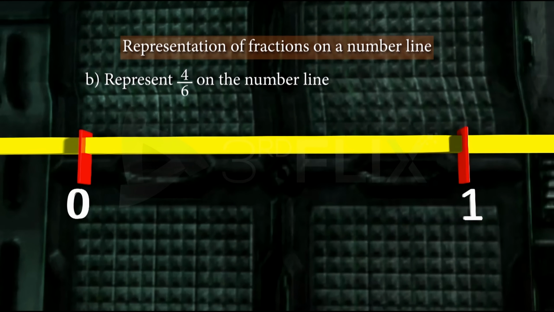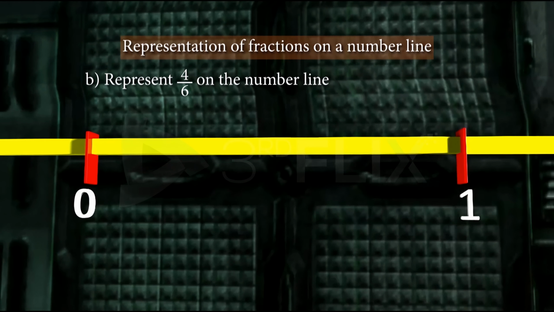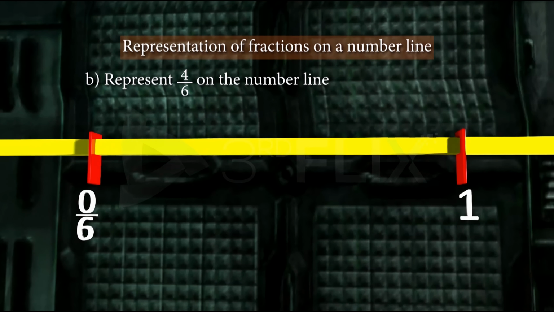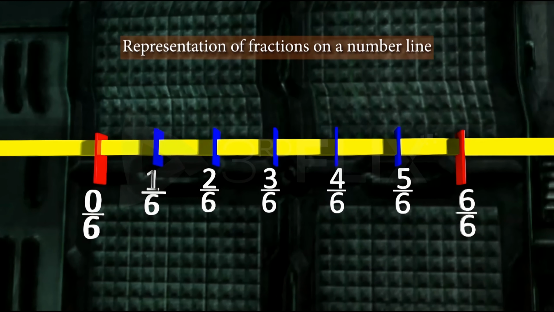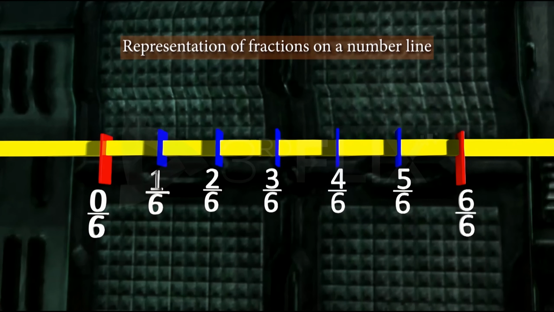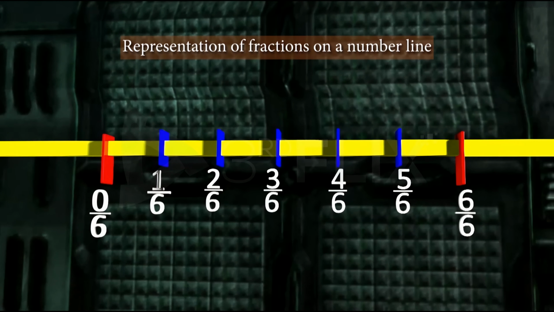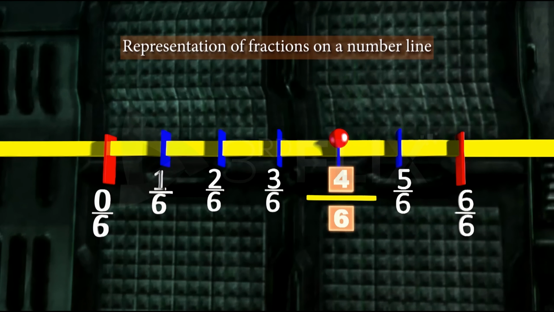B. Represent 4 by 6 on the number line. Divide the line segment into 6 equal parts. This is the fraction's denominator. Here, 4 is the numerator, so count up to 4 spaces and then mark the fraction.